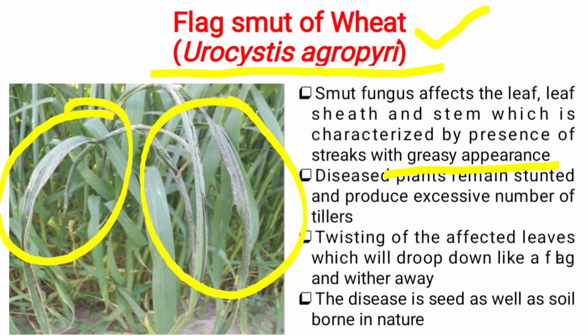This disease is again both seed as well as soil borne in nature. The diseases that we have discussed, like your rusts, are majorly airborne. Your smuts and bunts are seed borne, but this flag smut of wheat is both seed as well as soil borne in nature.